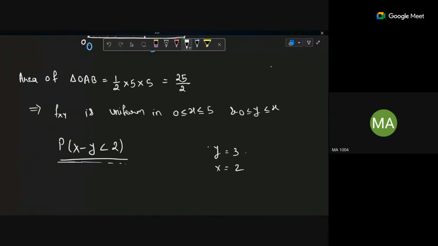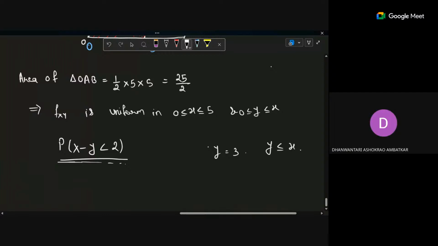Okay. But the limit of x will be 5 only. Means it should not be less than 3, because your y is less or equal to x. Okay, then let's say x is equal to 4. Then it's less than 2. But if I take x is equal to 5, then 5 minus 3 is equal to 2, so this will also not get included. Then which points will be there? How will you get that?